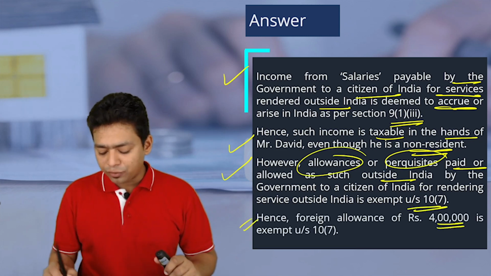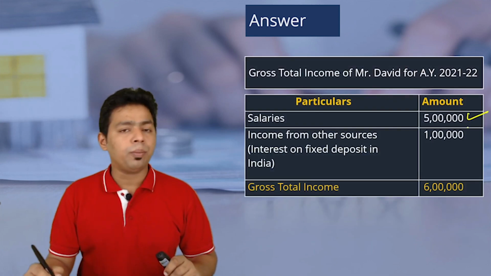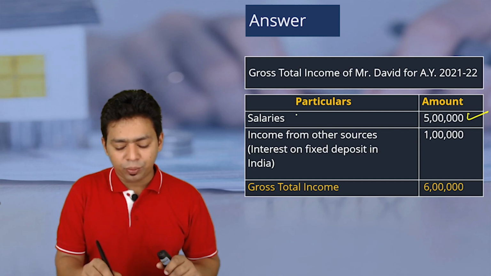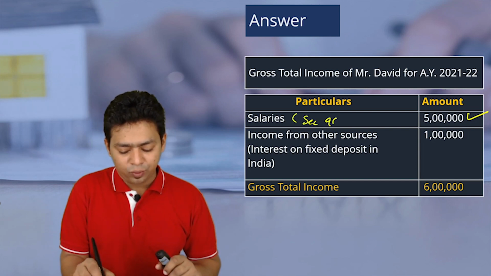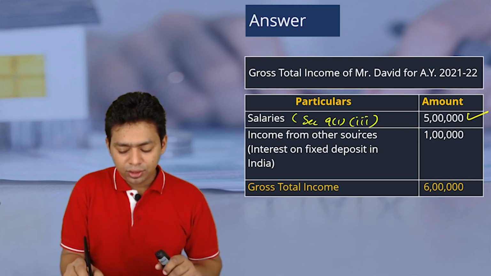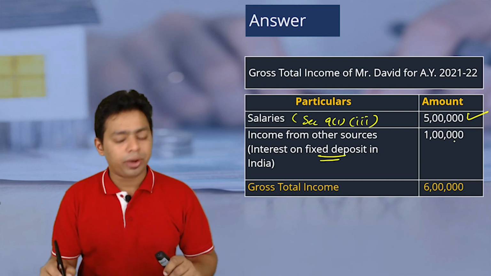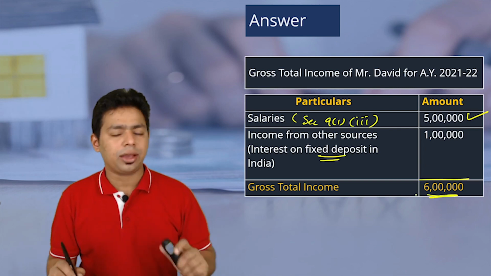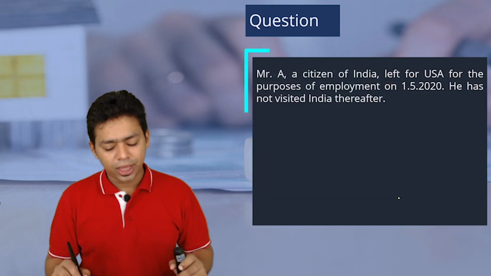Hence, foreign allowances of 4 lakh is exempted, not taxable. So, how do we compute gross total income? This is deemed to be accrued in India according to section 9(1) clause 3, and this is actually accrued in India, 1 lakh. So, gross total income is 6 lakh. Very easy question. Next one.